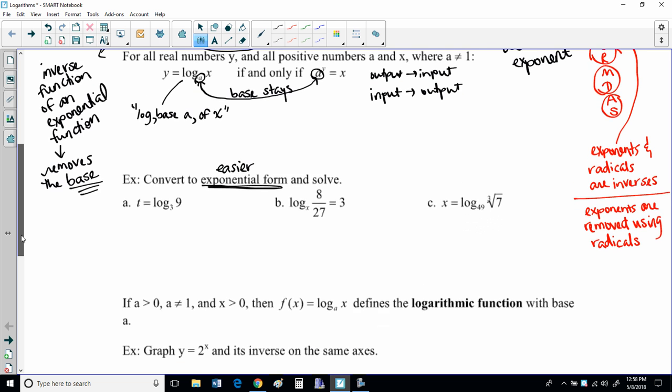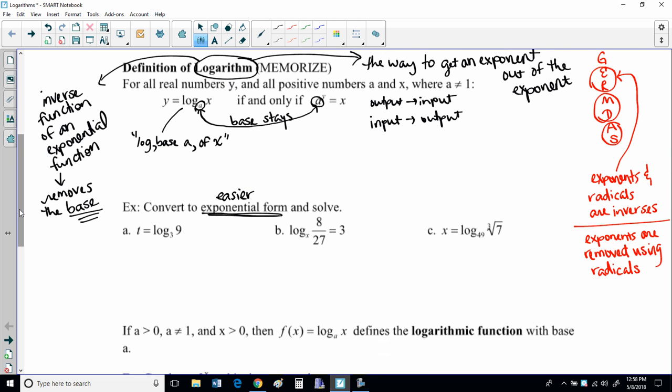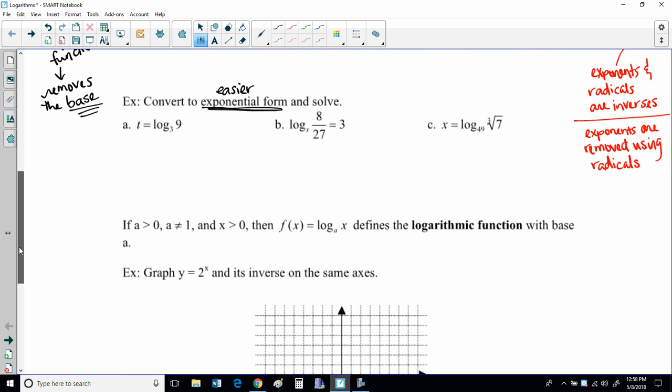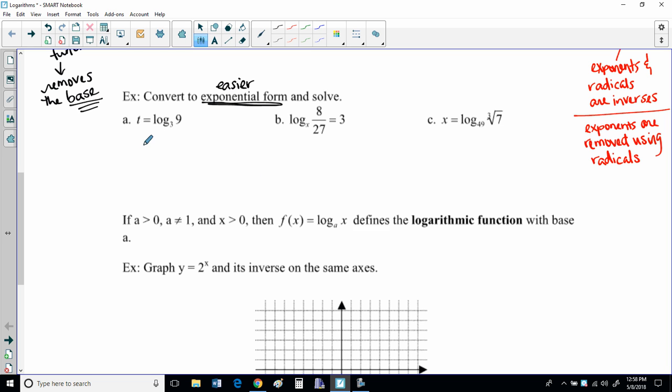All right, but I want you to try this without looking up here, okay? So just give it a pause and try this one, and then I'll go. All right, so I want to convert this to exponential. The base stays the base. So I'm just going to go ahead and write that. Then the output becomes the input. And the input becomes the output.